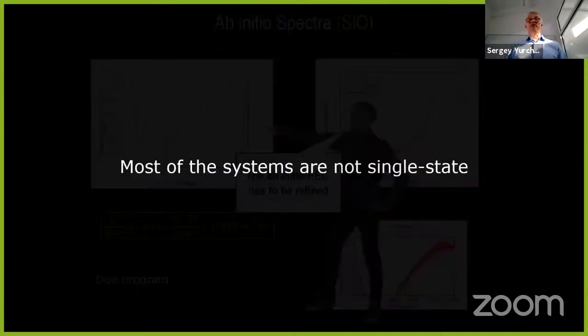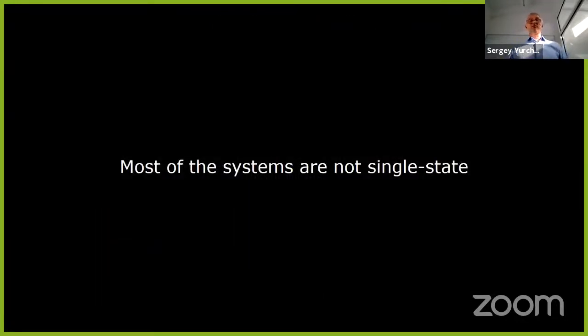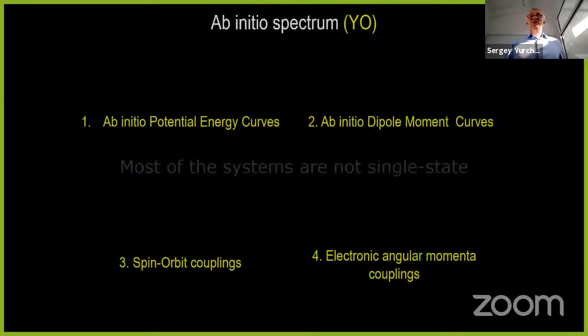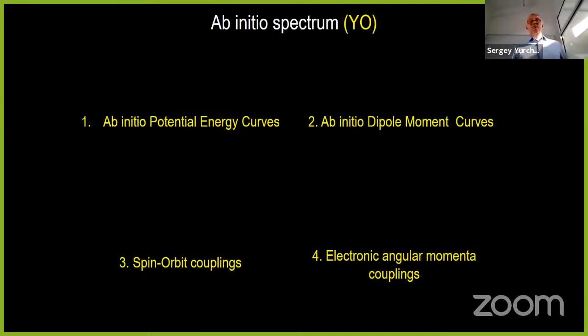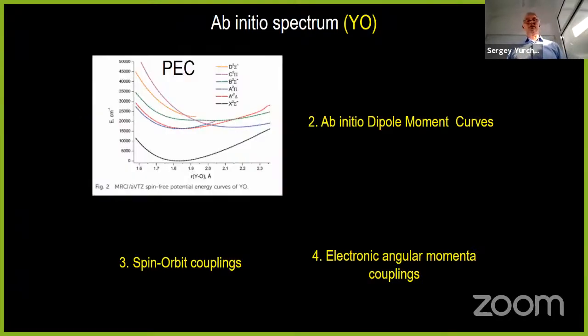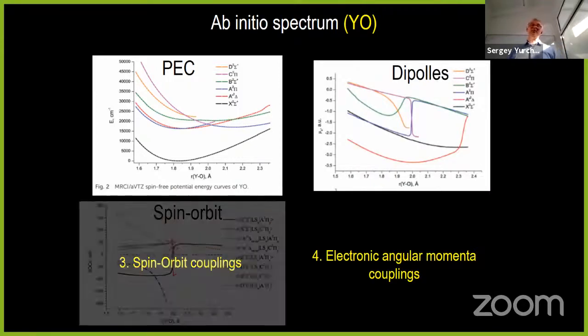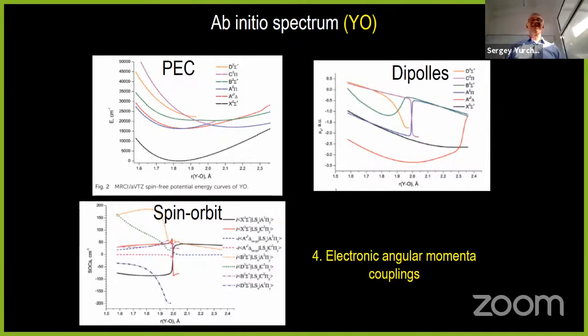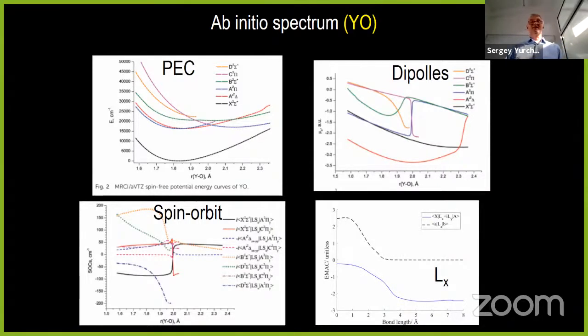In reality, most of the systems are not so simple, it's not a single state. For example, take yttrium oxide, one of the systems which has been observed in stellar forming regions. If you look at the initial curves, it's a complex system of different electronic states, and the dipole moment curves are much more complicated. You also have to deal with spin-orbit couplings and other electronic angular momentum couplings. They're complicated but solvable. It's just not as easy as for simple diatomic molecules.